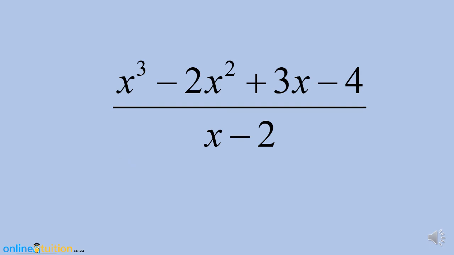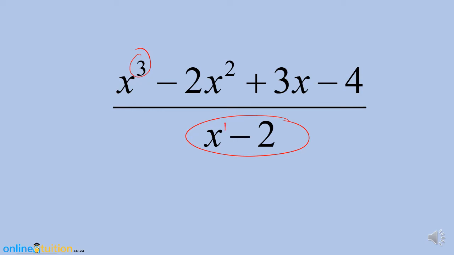So here's a typical question. You have the cubic x cubed minus 2x squared plus 3x minus 4, and we want to divide that by x minus 2. So you remember the numerator we call the dividend, and the denominator, which is the bottom one, is called the divisor. Look at the order of these things. So we got order 3 at the top, it's a cubic, and at the bottom we got order 1.